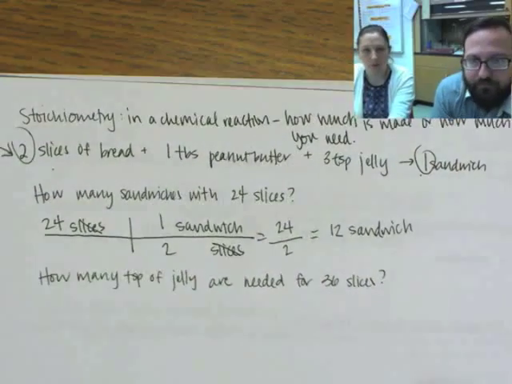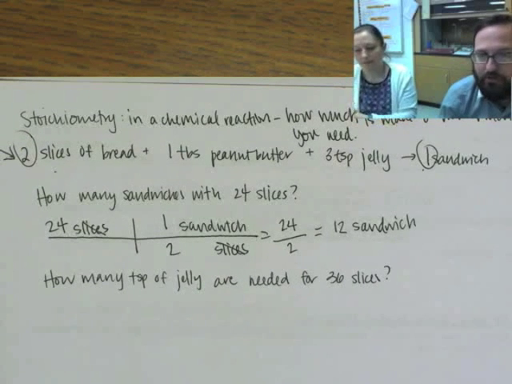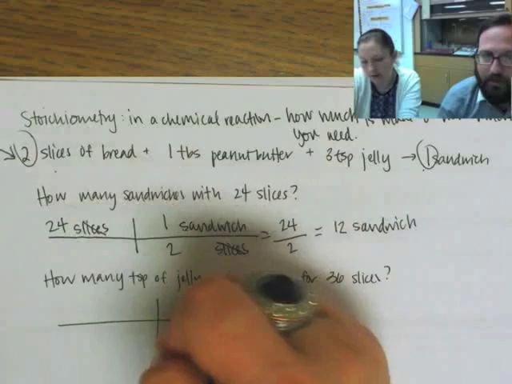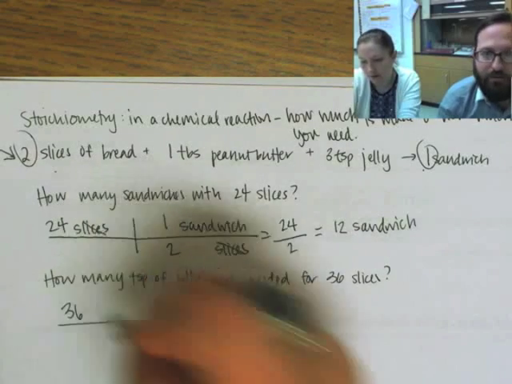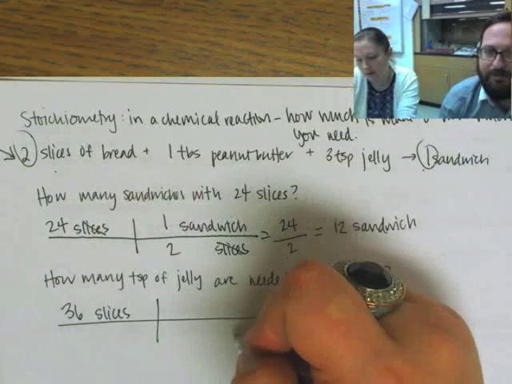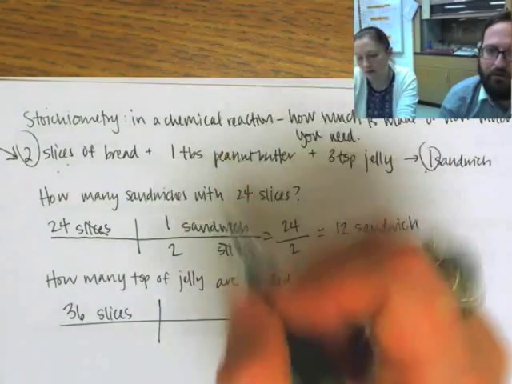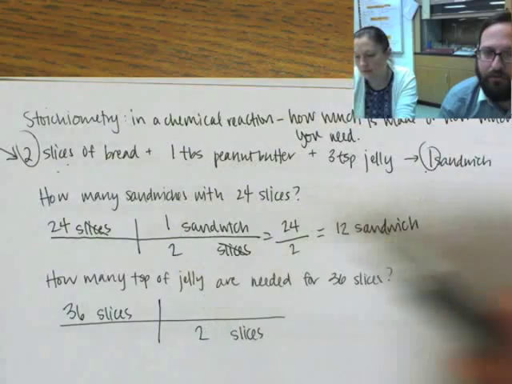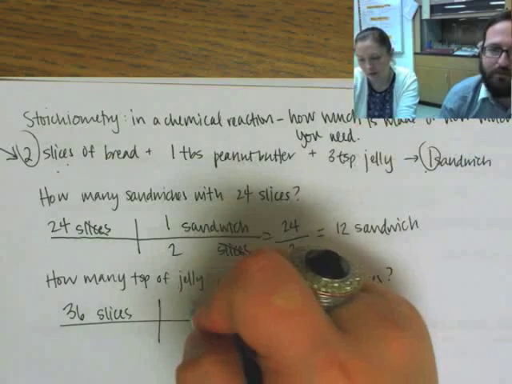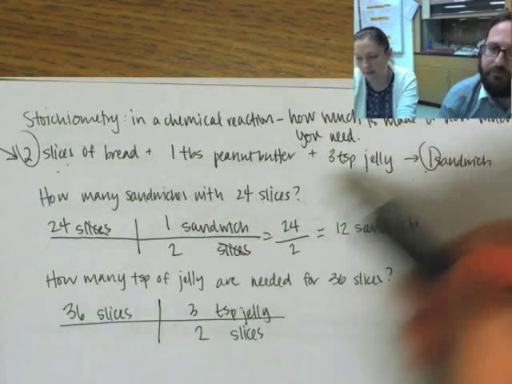Can we do one more with the recipe before we get into the chemistry stuff? So let's look at how many tablespoons of jelly are needed for 36 slices. Okay, so I'm going to make my tracks. I can't do that one in my head. 36 slices. I know slices has to go on the bottom, and I look up to my recipe for the number. So that's a 2. And tablespoons of jelly is 3, right? Yes. I used that because that's what the question asked for.